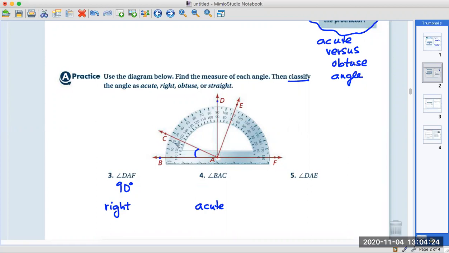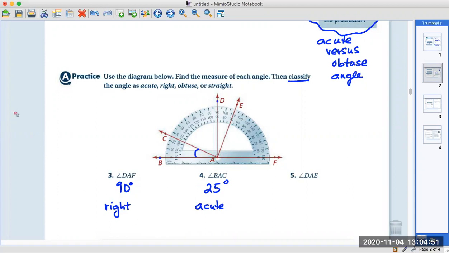So now I have to estimate. Look, this is 20. And by the way, we're starting at 0. This is important. Look how this ray, this is a ray, starts at 0. So we don't have to subtract anything, because subtracting 0 will not change your answer. So I have 25 degrees. Look at that little degree mark.